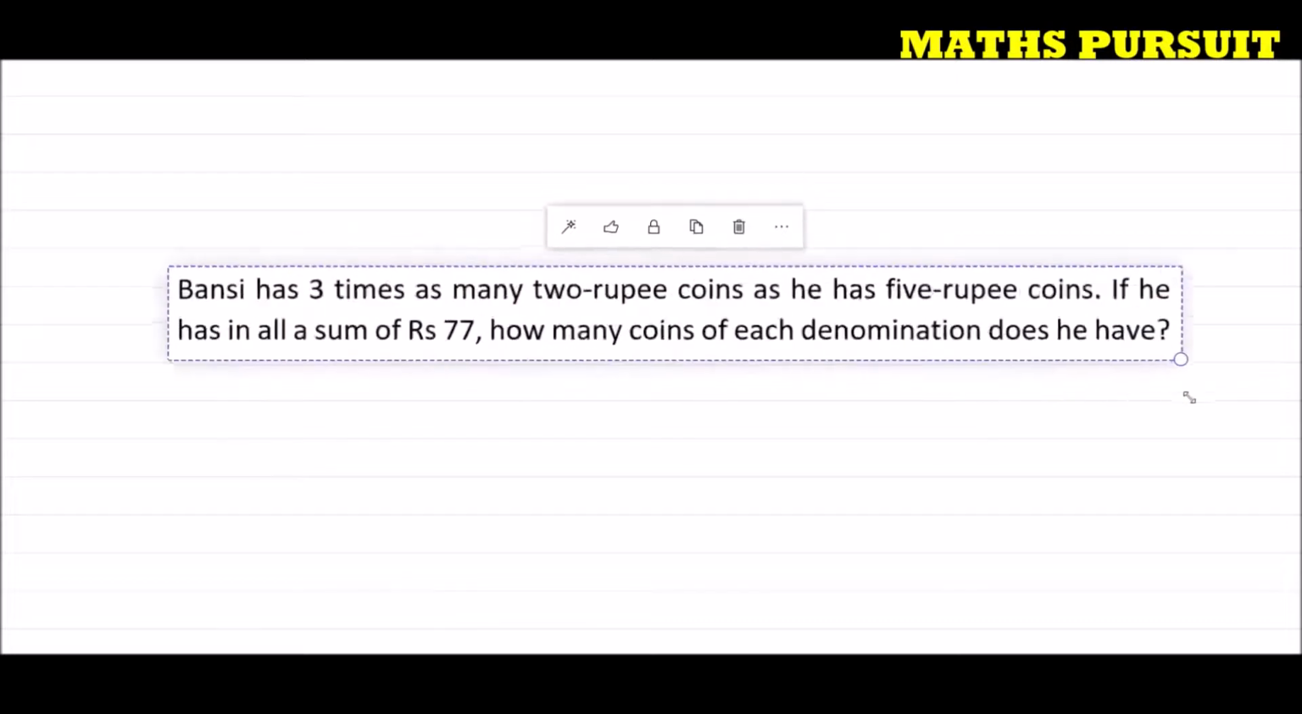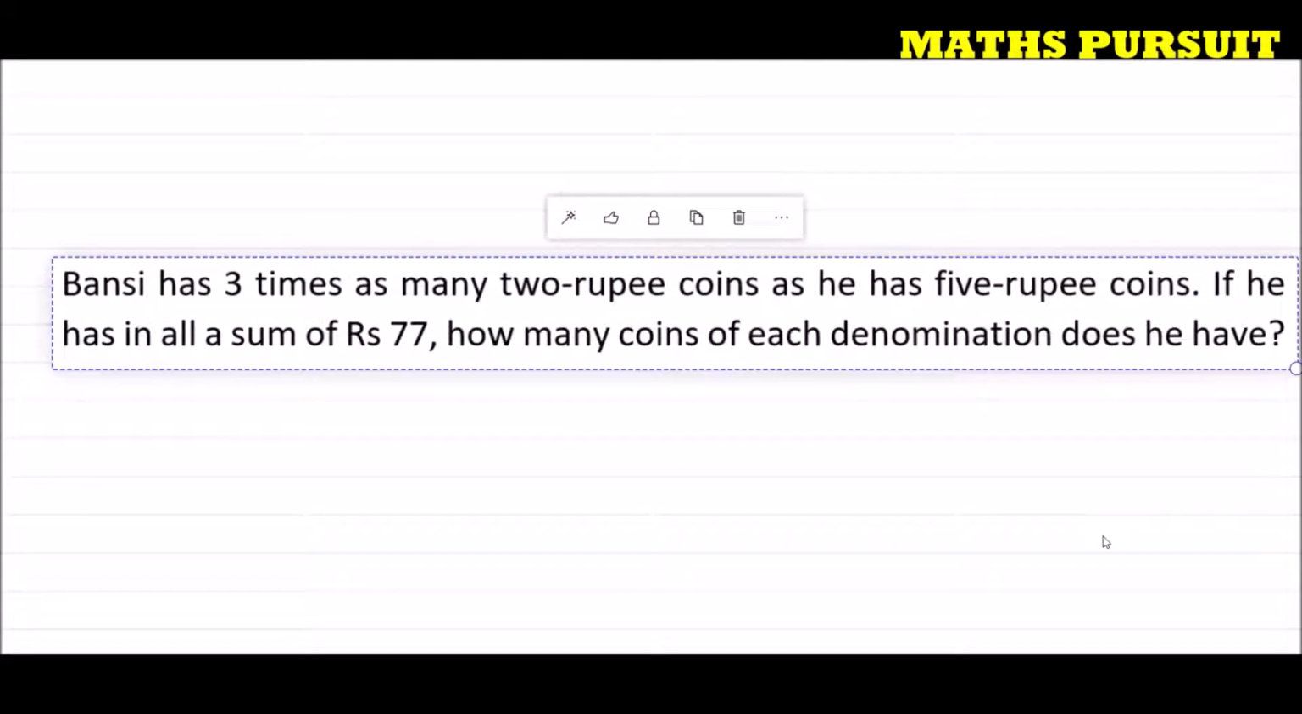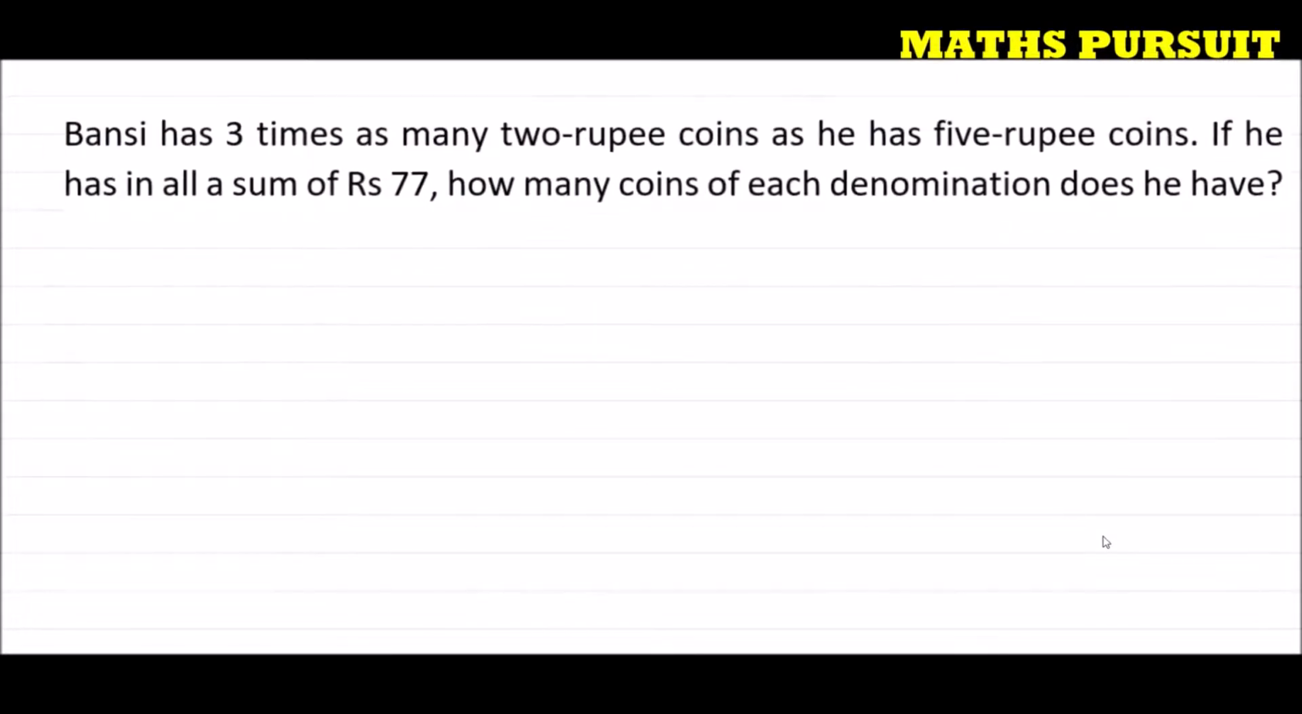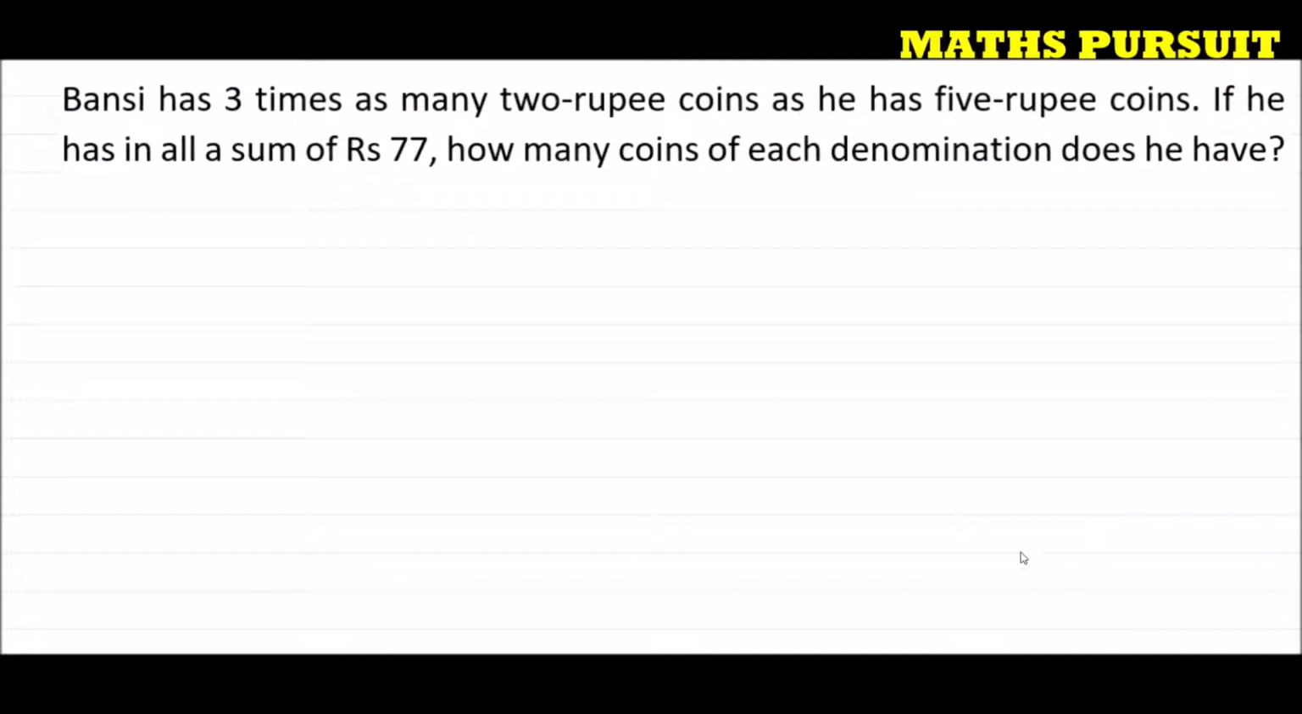The question is saying that Bansi, a person whose name is Bansi, is having 3 times as many 2 rupee coins as he has 5 rupee coins. If he has in all a sum of rupees 77, how many coins of each denomination does he have? Now guys, the question is saying that Bansi is having some number of 2 rupee coins and some number of 5 rupee coins, but we do not know what that number is.